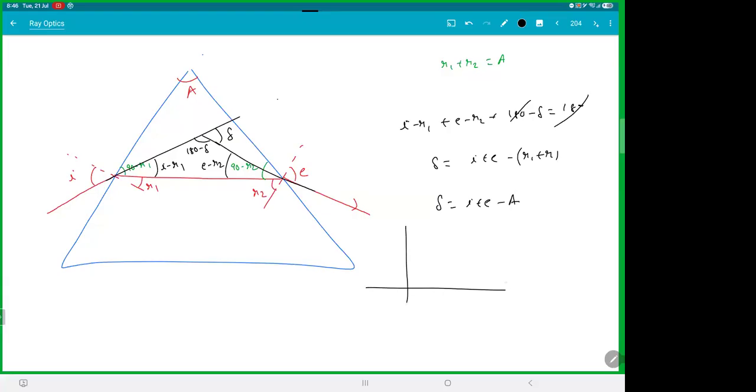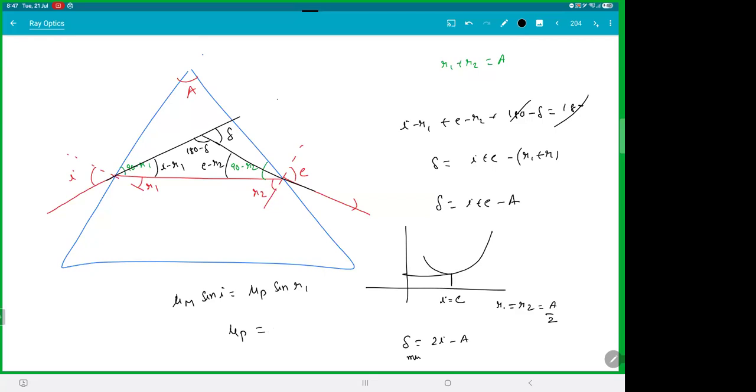And when you plot a graph for this, you get a curve like this. And you observe the minimum deviation occurs when I is equal to E. If I is equal to E, then R1 is equal to R2, which is equal to A by 2, because R1 plus R2 is A. Each angle will become half. Now from here I got the value of I, which is delta minimum plus A by 2. So I found I in terms of delta minimum, and I found R1. We take this and put it in Snell's law, mu medium sin I is equal to mu prism sin R1. Substitute here, and you'll get mu prism from here.